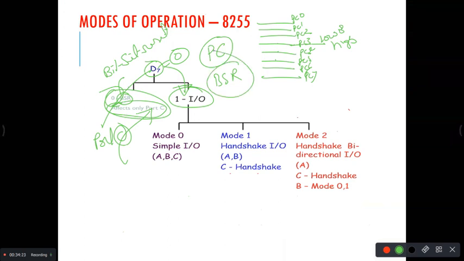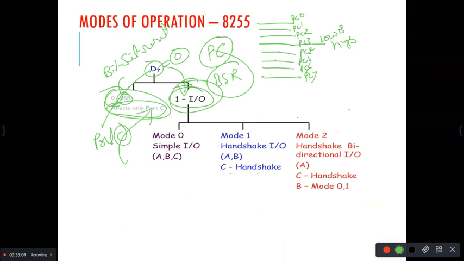Bit set reset. That means when your 8255 is used in bit set reset mode, by making D7 as 0, only port C individual lines can be made high or low. Have you understood this? You have the control over each and every line separately. That is called bit set reset mode. That means every bit individually you can set or reset. But that is not possible when you use it in IO mode. You cannot have access to individual bits.